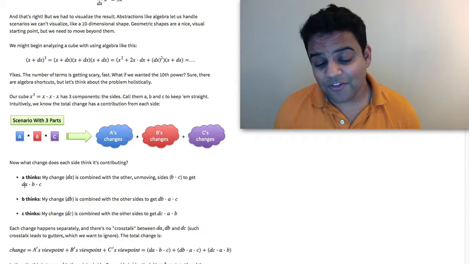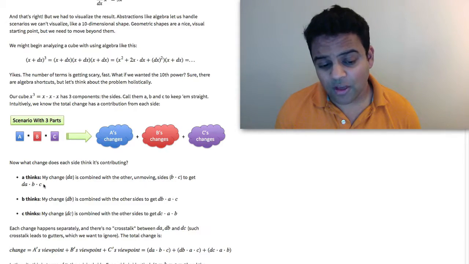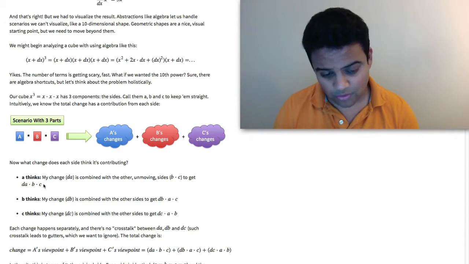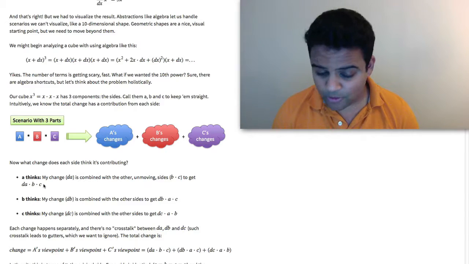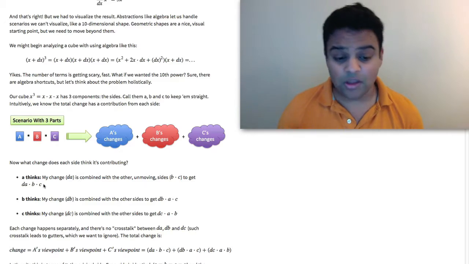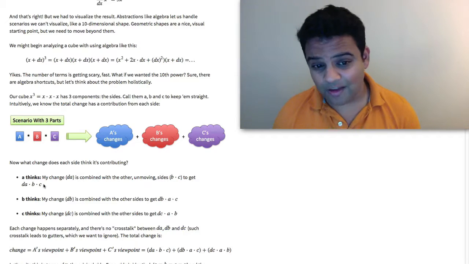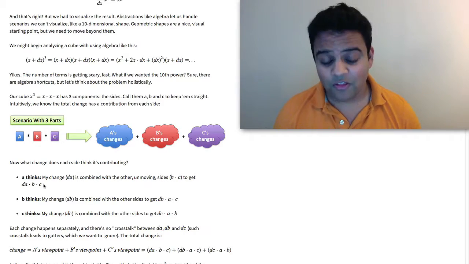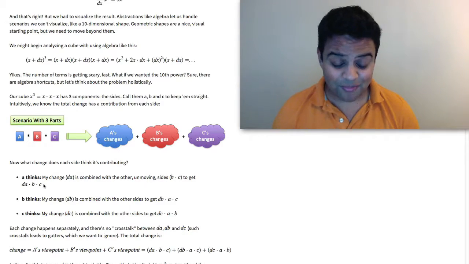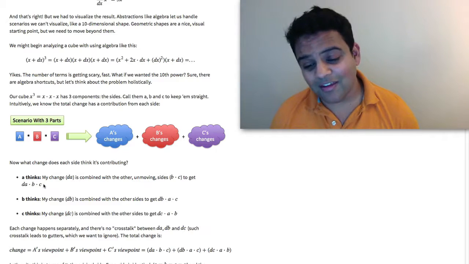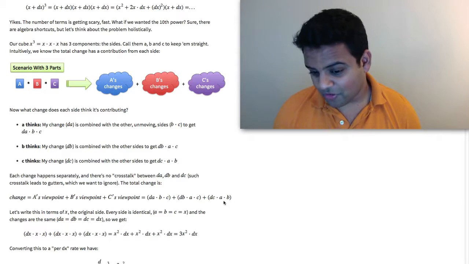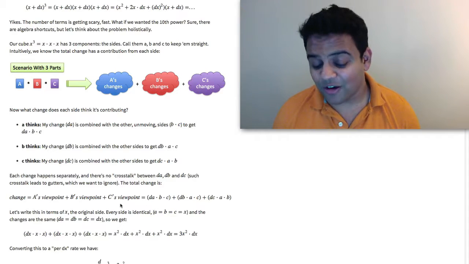So he's going to add dA times B times C, right? Because A thinks I'm changing, the other guys are staying still because we don't have any crosstalk, no interactions between changes. I'm the only guy changing. So it's my change, dA, times B times C. And the other guys think the same exact thing. B thinks that's my change, dB times A times C, and C thinks it's my change, dC times A times B. So when we add up all these viewpoints, we get this little jumble of algebra here.